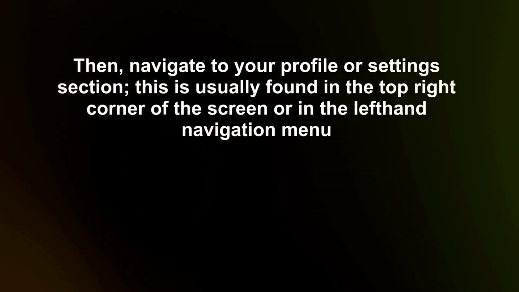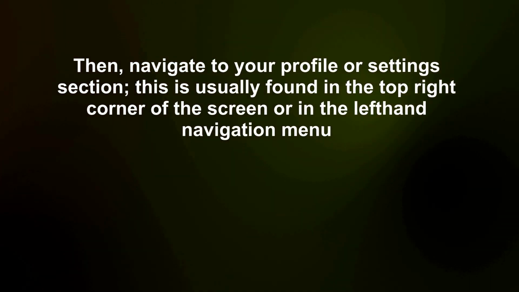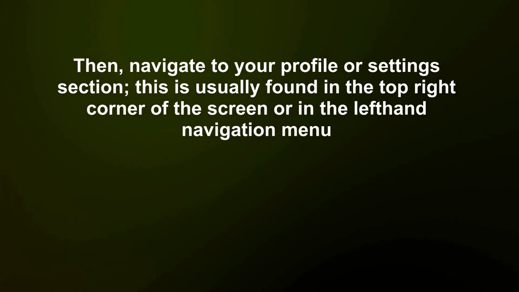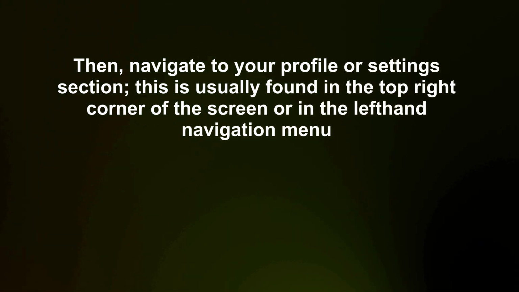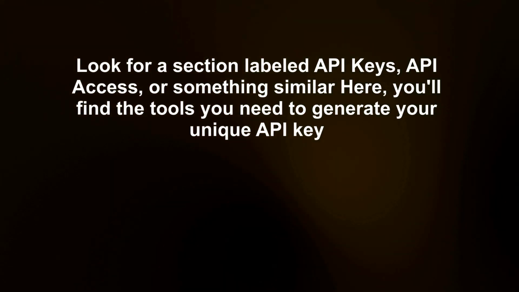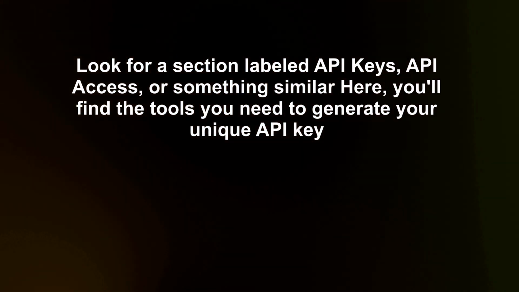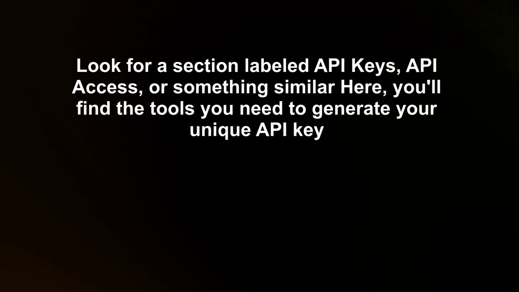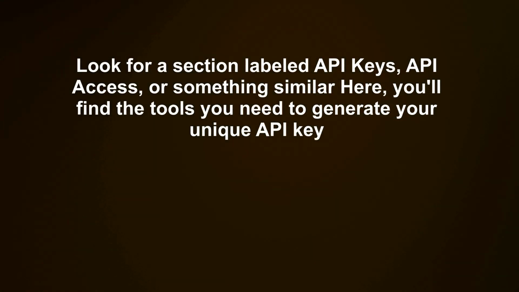Then, navigate to your profile or settings section. This is usually found in the top right corner of the screen or in the left-hand navigation menu. Look for a section labeled API Keys, API Access, or something similar. Here, you'll find the tools you need to generate your unique API key.